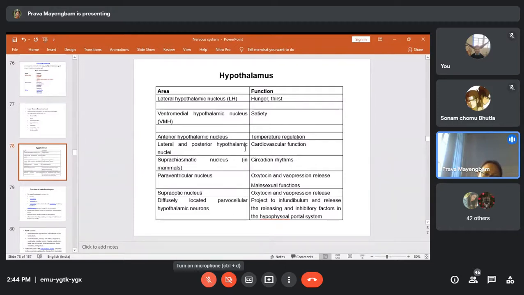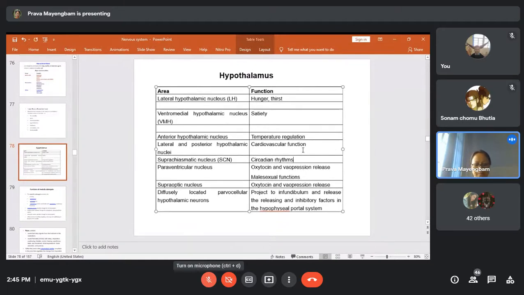Lateral and posterior hypothalamic nuclei are associated with cardiovascular function. And the suprachiasmatic nucleus, in short we write as SCN, and this is particularly in mammals. Circadian rhythm in mammals.